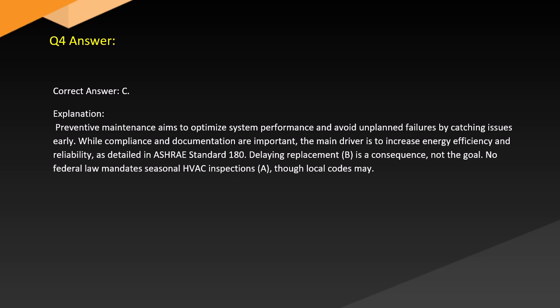Answer. Correct answer: C. Explanation. Preventive maintenance aims to optimize system performance and avoid unplanned failures by catching issues early. While compliance and documentation are important, the main driver is to increase energy efficiency and reliability as detailed in ASHRAE Standard 180. Delaying replacement (B) is a consequence, not the goal. No federal law mandates seasonal HVAC inspections, though local codes may.